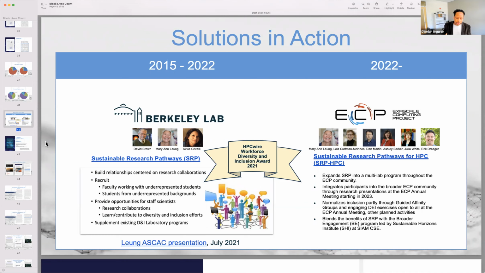So we need to expand the networks, but we need to do it in a way that's sustainable, so that the relationships continue and we continue to work with these people. That I think is another way of normalizing inclusivity.